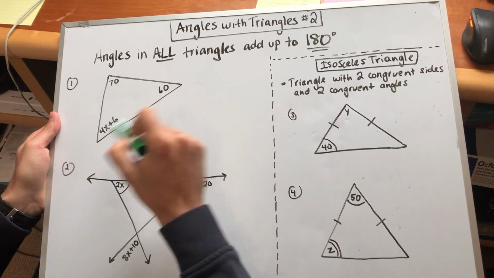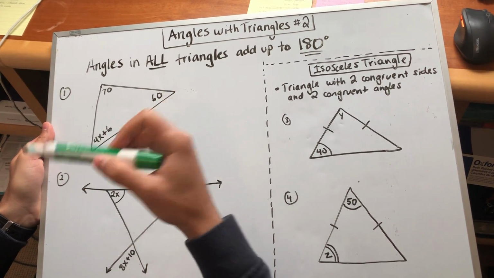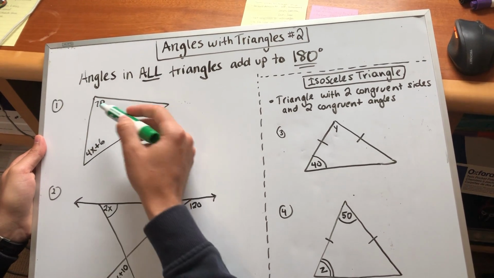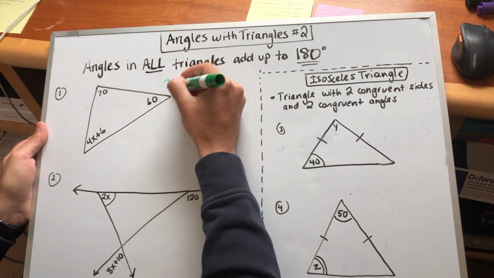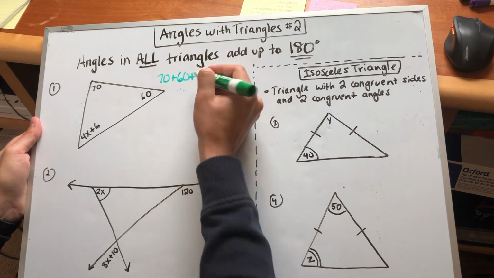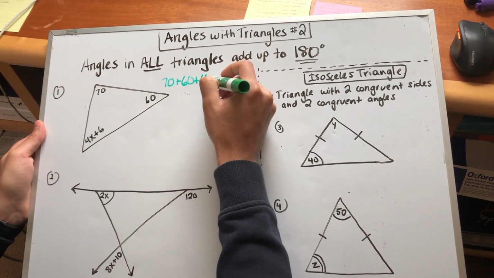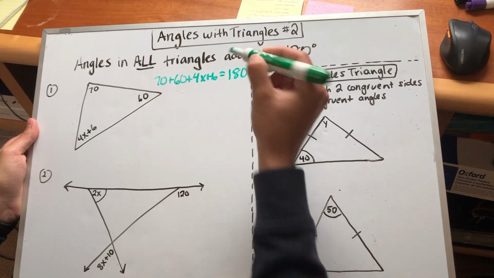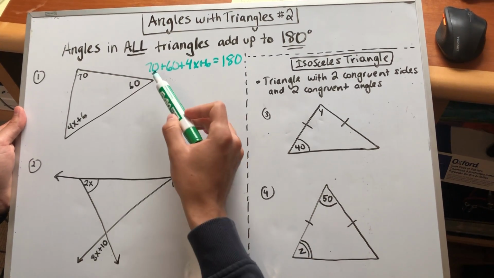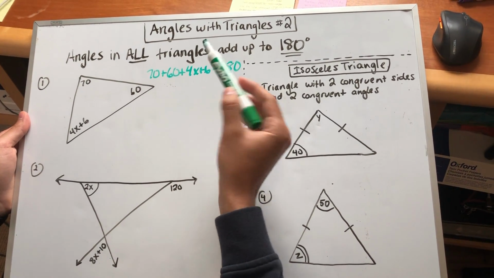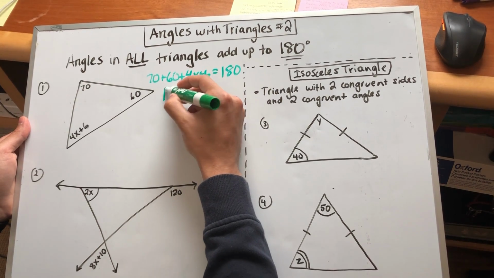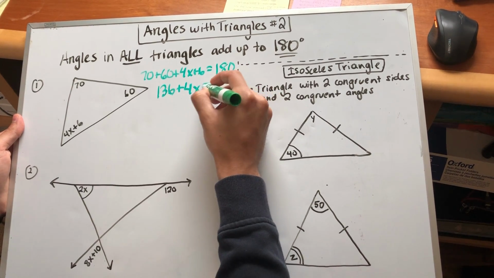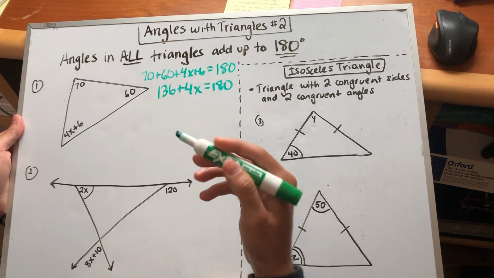Number 1, you have a triangle. They gave you 3 angles, solve for x. You know that these 3 in a triangle should add up to 180. So 70 plus 60 plus 4x plus 6, these 3 should equal 180. That is your equation. All right, so 70 plus 60 plus 6, that's 136. And you still have the 4x there, equals 180. And now you're just solving for x.